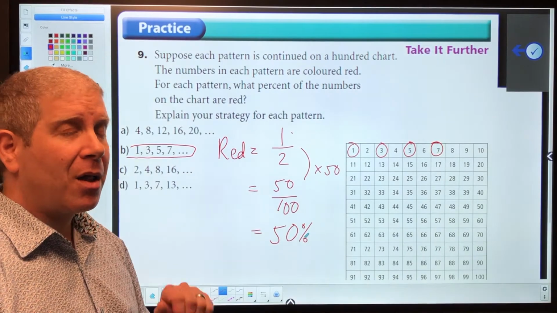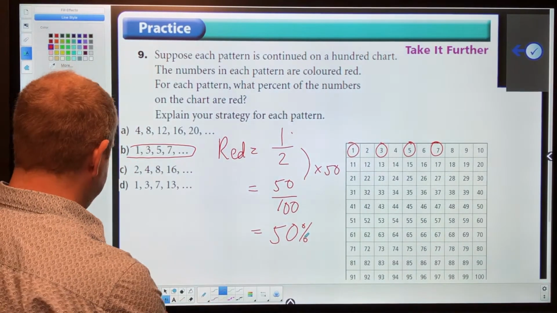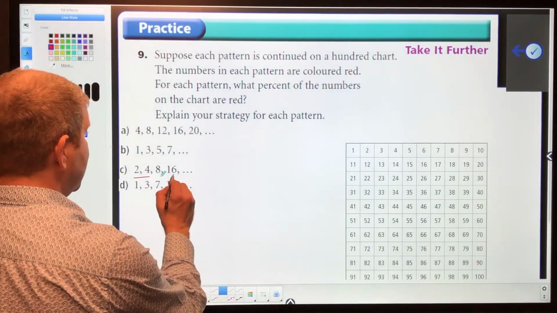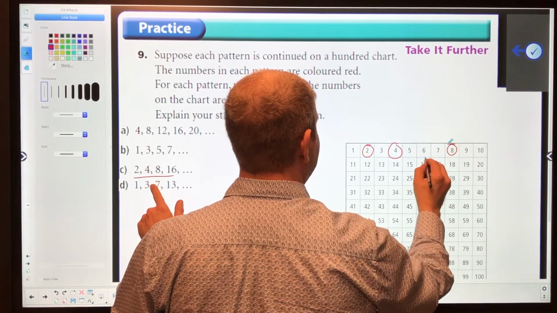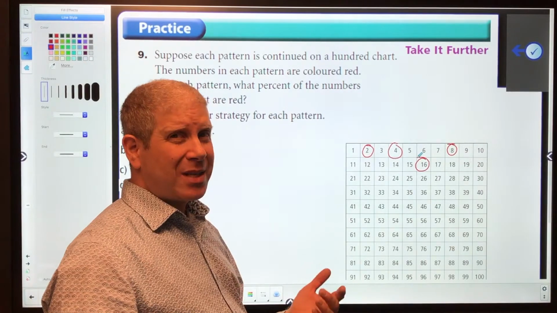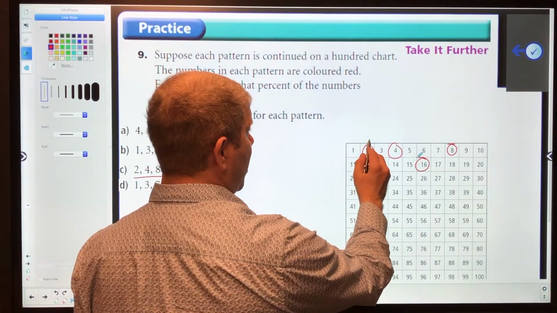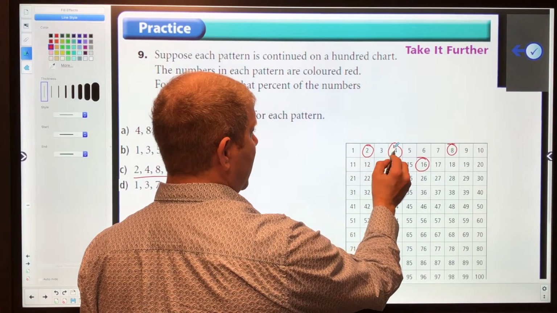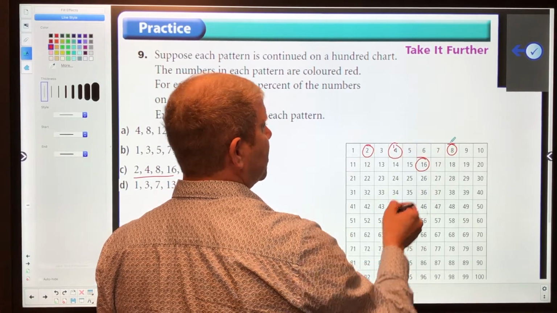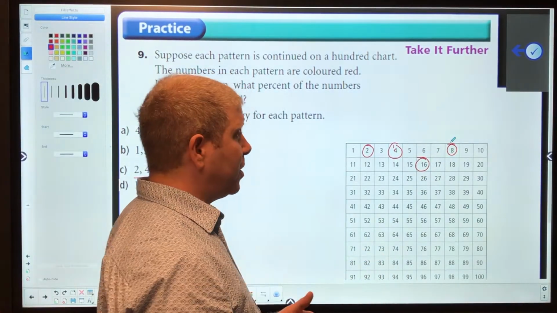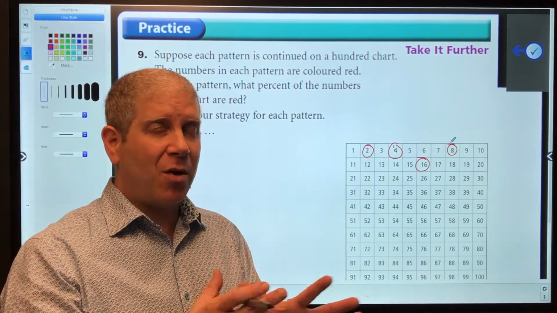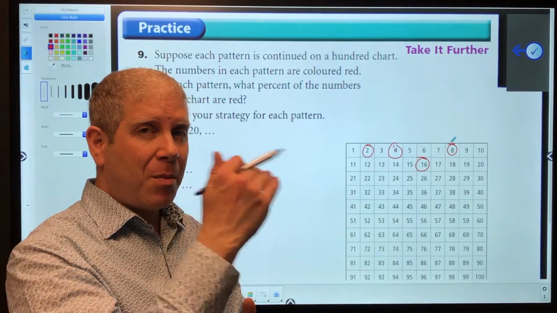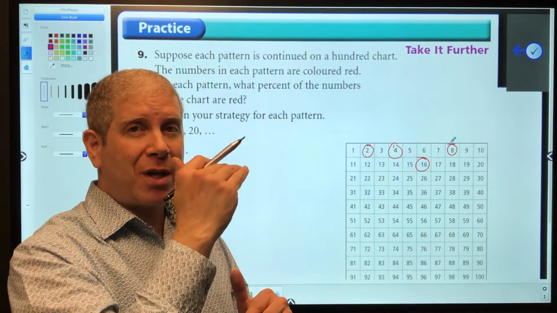Now let's take a look at C. C is a little trickier. C: 2, 4, 8, 16. What's my pattern? Looks like we're multiplying. We take one number and multiply it by 2. Then we take 4, multiply it by 2. Take 8, multiply it by 2. Well, it isn't a simple circumstance of for every 3 or every 4 there's a red one. Now we're multiplying and getting what we call geometrically bigger.